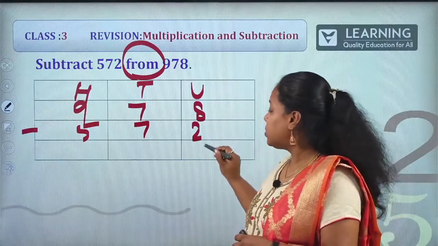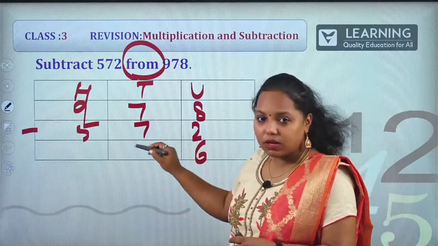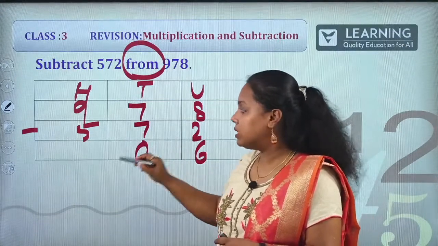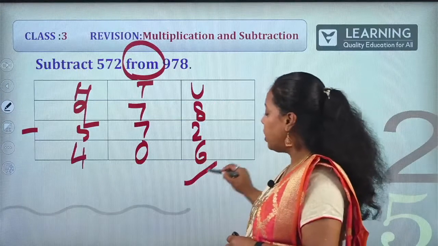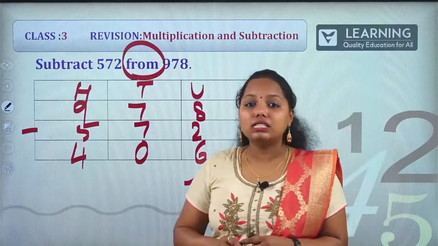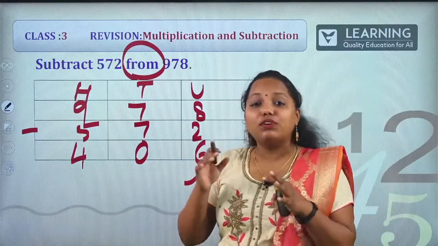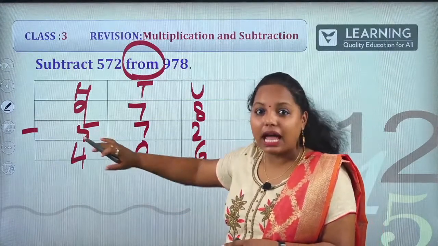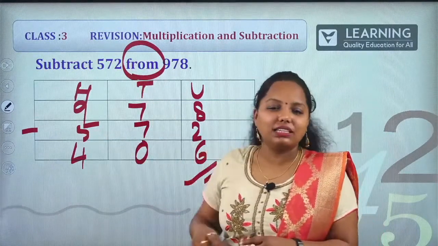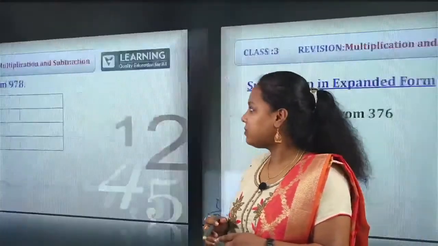So 8 minus 2, that gives me 6. 7 minus 7, that gives me 0. And 9 minus 5, that gives me 4 over there. So your answer is 406. I hope you know the verification. If you are not sure about the answer, add up the lower number and the answer. You will be getting back the final number.